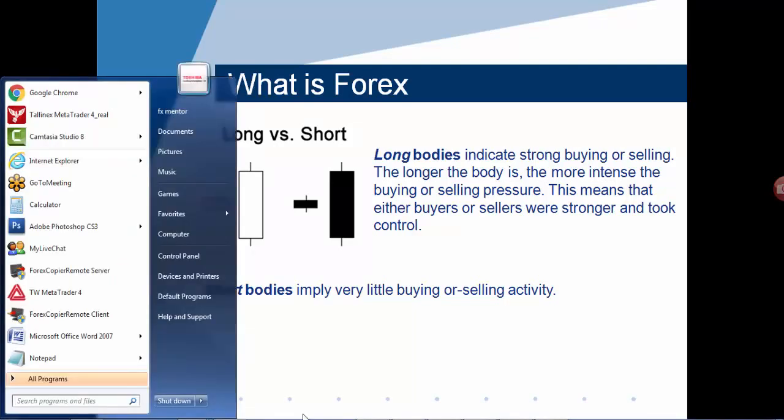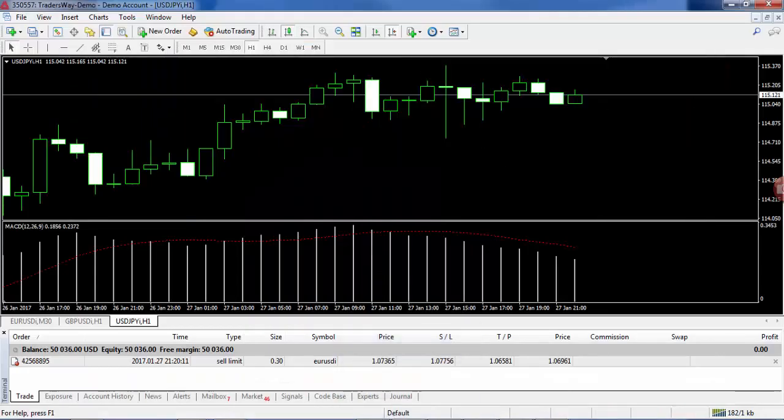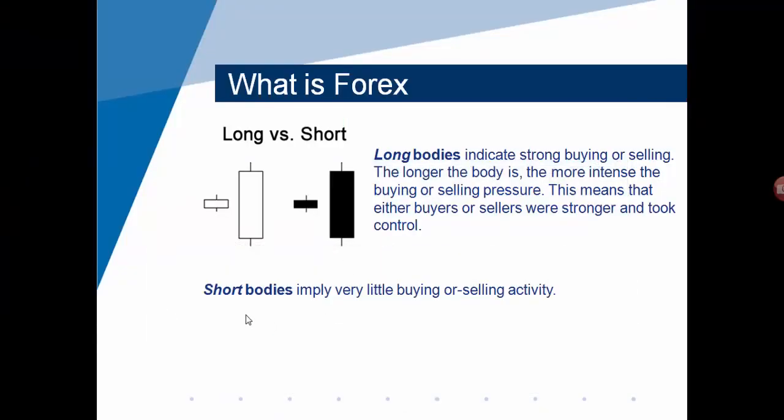So when we're looking at a chart, let's look back at this chart here. With this candlestick here, we had strong selling pressure, right? But when it came to this candle, the selling pressure was not that great. And when we moved over to here, the buying pressure and selling pressure were not that great either. So we look at these candles in terms of their length to determine the pressure in the market at a certain time. The short bodies imply very little selling or buying activity going on in the market.